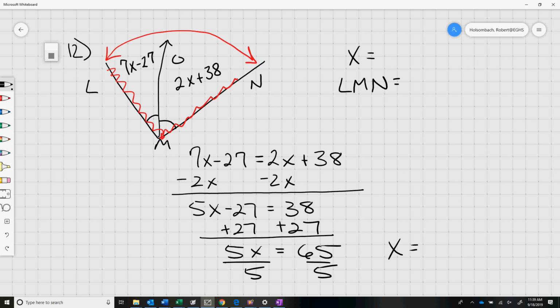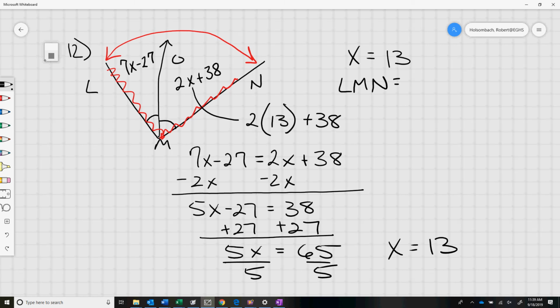There's your first answer. So your x is equal to 13, and you need LMN. That's the whole angle. So let's find one of these angles first, and you can double it. So we'll do right here. We'll do 2 times 13 plus 38. So that's 26 plus 38 is 64. And you got to do that times 2. So 128.